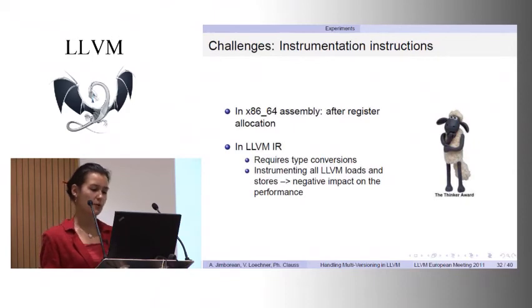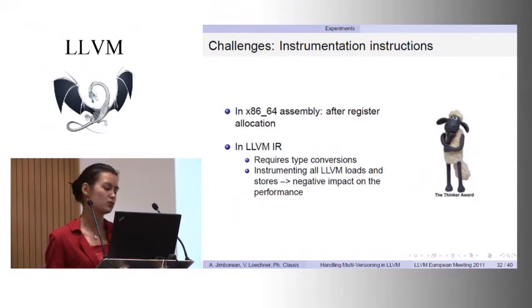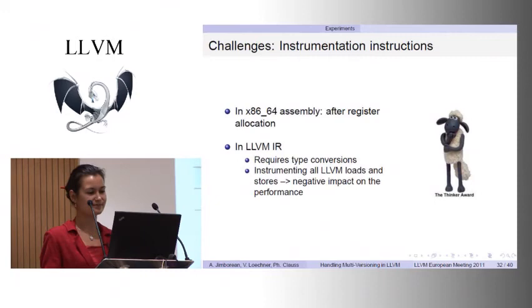Another problem was that it requires type conversions in LLVM IR, because if you're familiar with the LLVM types, you can have either int on 8 bits, on 16 bits, on 65, or all kinds of combinations. Then you have floats and doubles. You need to convert all of them to one unique type that you can send as a parameter to our runtime system. So this will require quite some work.